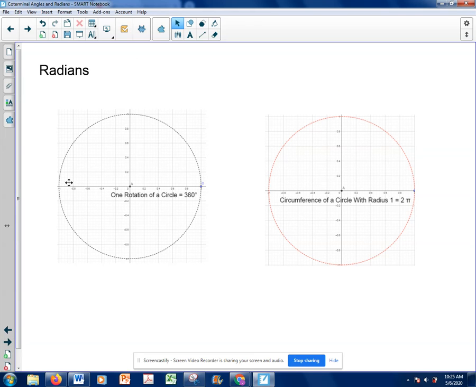So here's one rotation of a circle. We call that 360. That's kind of arbitrary. I could get into why, but I only have 5 minutes, so I can't. Over here, now this is a circle with radius 1. So that means that the circumference, the distance around here, is equal to 2 pi.